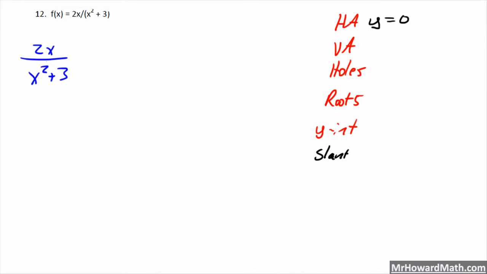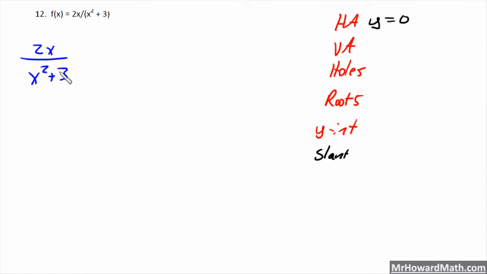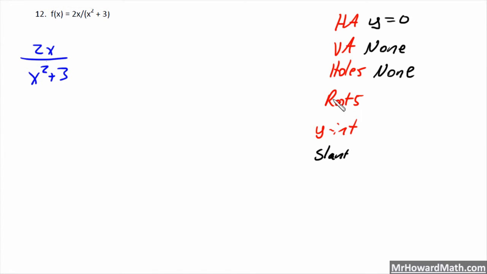Vertical asymptotes, looking at our list, come from factors in the denominator that do not cancel. We've discussed that the denominator has no vertical asymptotes. That's going to be the same case for holes, because holes come from factors that cancel between the numerator and denominator. So no factors in the denominators, therefore vertical asymptotes and holes, there are none of those. Roots come from factors in the numerator that don't cancel. Well, there is one factor, this 2 times x. So we set 2x equal to 0 and solve, and we get x equals 0. So root is at 0, x equals 0.